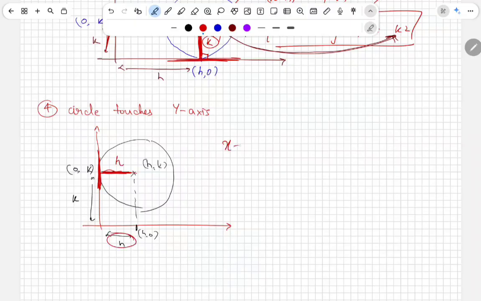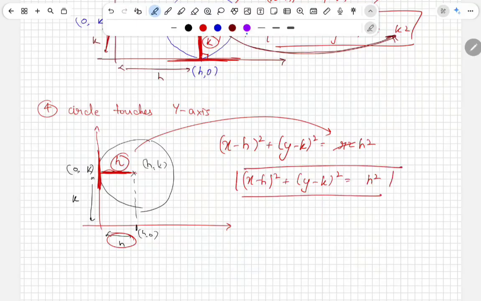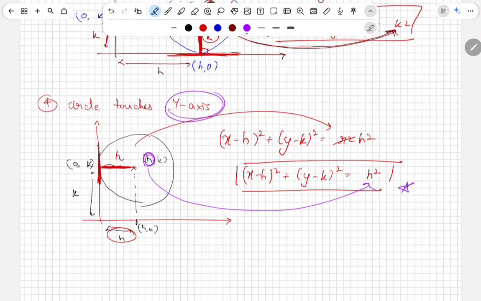Now I'll use the standard equation, (x minus h) whole square plus (y minus k) whole square equals radius square. Radius is h, put it over here, it becomes h square. So the answer is (x minus h) whole square plus (y minus k) whole square equals h square. This is my standard equation of the circle. And do you remember the short trick which we discussed? Circle is touching the y-axis, so copy the x coordinate h and put it in place of radius. This is going to be my equation of the circle.